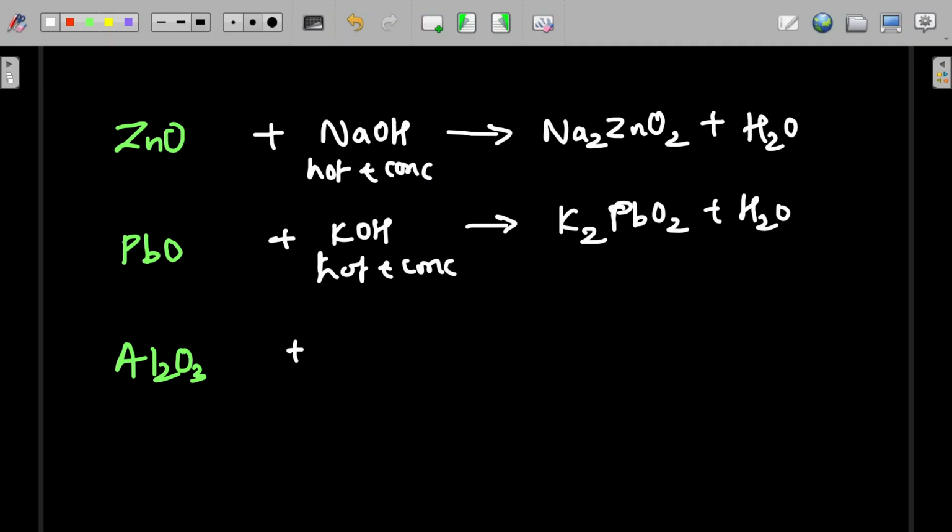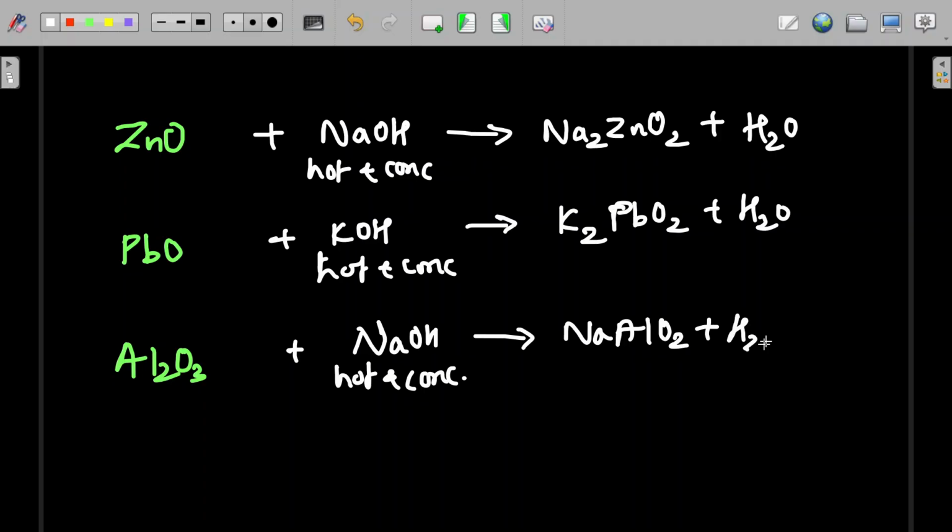And for aluminate, say I will take again NaOH. Hot. What you should not forget? Hot and concentrated. Okay, NaAlO2 plus H2. I have not balanced it, but you know how to balance. Okay, so same salts you will get, but along with that, water.